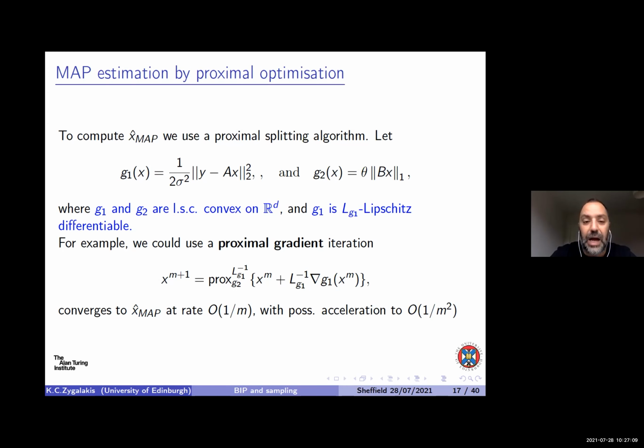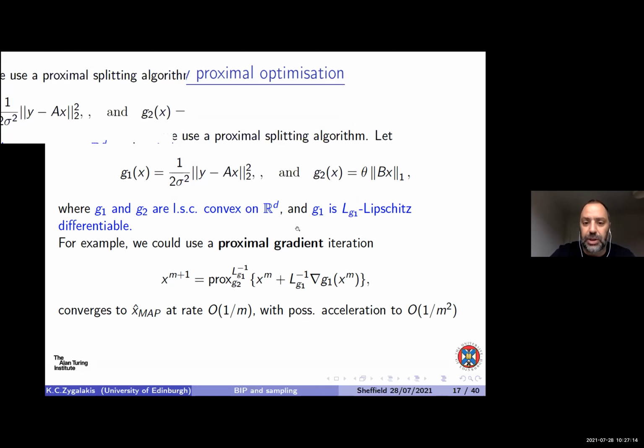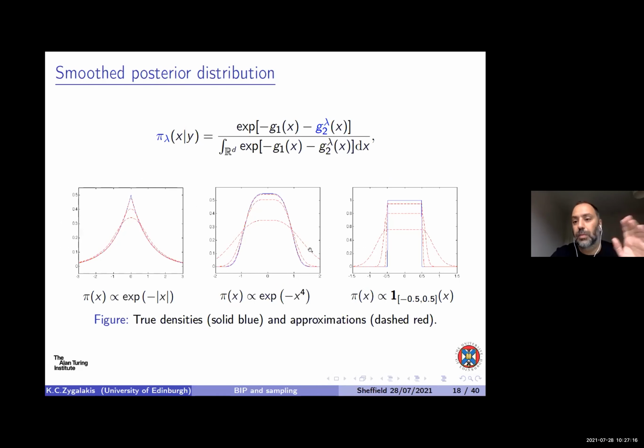But the talk today is more about sampling. So let me look first at the effect of introducing this lambda on the posterior distribution. Here are three examples in which, in the first and the third, the posterior was not differentiable, and we turn it into a differentiable posterior. What we basically see is that as lambda increases, we get a worse approximation to the posterior distribution, and that's not a surprise.